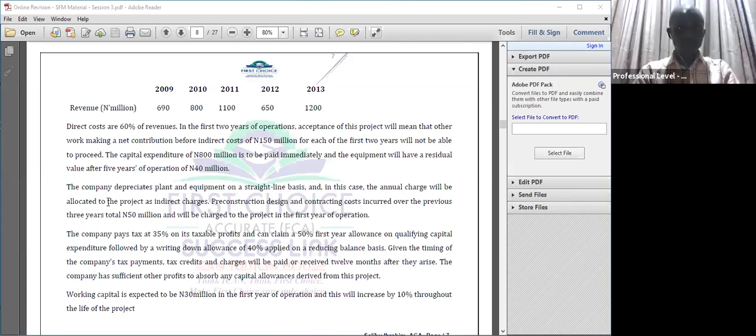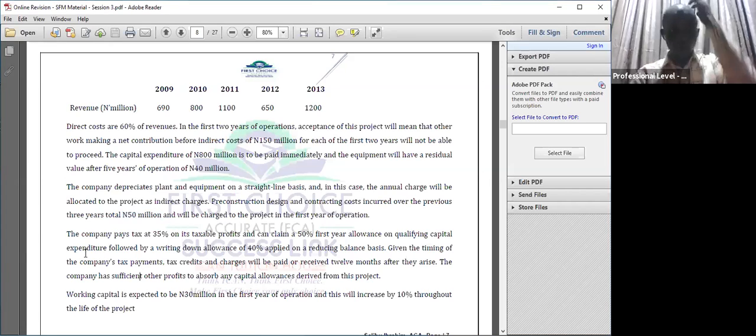The company depreciates plant and equipment on a straight line basis. Pre-construction design and contracting costs incurred over the previous 3 years total 50 million, and will be charged to the project in the first year of operation. This 50 million is pre-construction design, which is more or less a research and development cost. So it is regarded as a sunk cost because that cost has already been incurred prior to the commencement of the project. It is not going to affect our project evaluation.